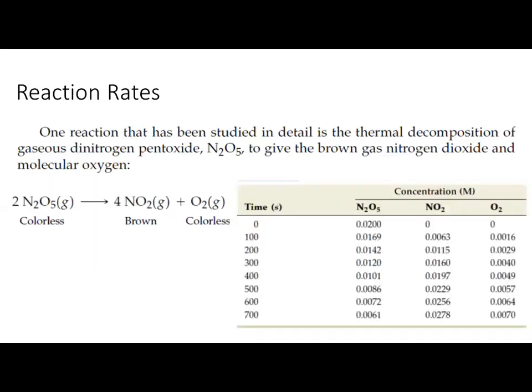Okay, so let's see the graph. This is the table. I am using these two times, and you can take any of the times which are given over here. I ask you to calculate at home. So now we are calculating the rate with respect to NO2. At 300, it is 0.0160, and at 400, it is 0.0197. And the time is going to change from 300 to 400.